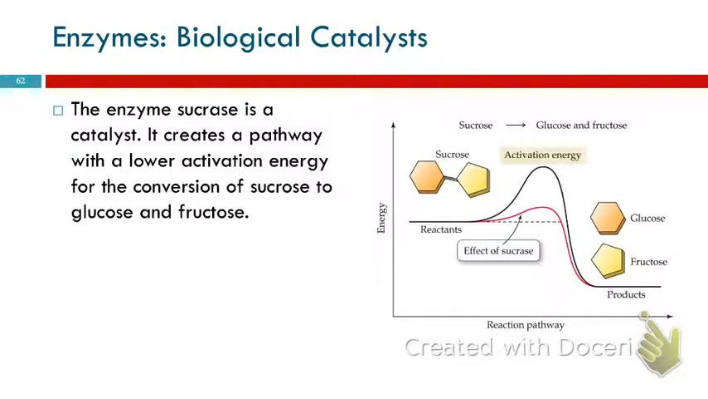One of those enzymes is sucrase. Sucrase is an enzyme that speeds up the reaction where sucrose is broken into glucose and fructose. Your body needs to do that before it can metabolize it. There's an activation energy that is required to break this disaccharide into two monosaccharides. Sucrase creates a lower energy path and allows this to occur faster at the same temperature and concentration.